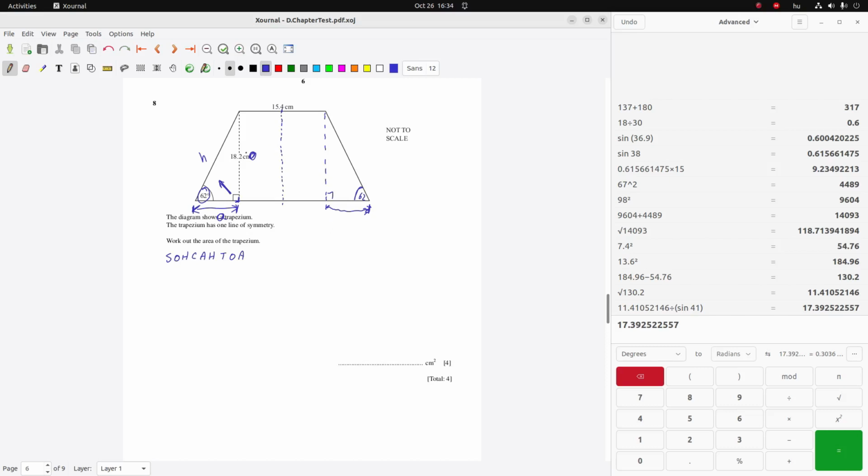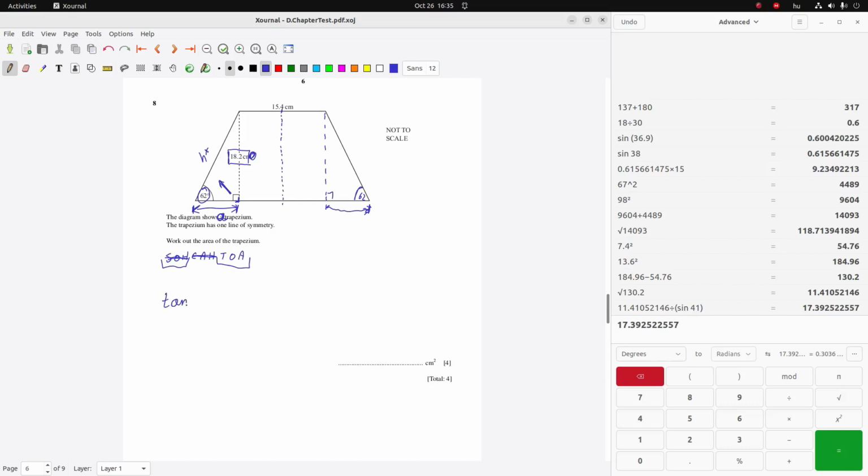SOHCAHTOA. Which one do we want? Which ones do we know? We know this one, no problem. So it's one of these. It's not going to be cosine. It's going to be either tan or sine. What do we want? We want the A. We don't want the H. We're not really that interested in the H, because the H is not going to help us calculate the area of the trapezium. So we don't worry about the sine.